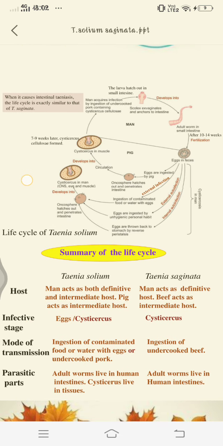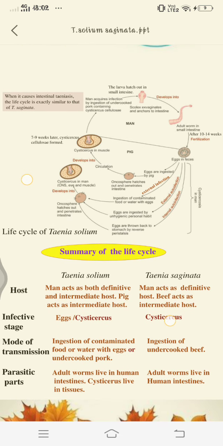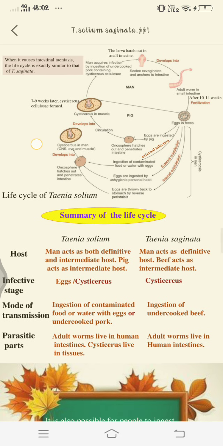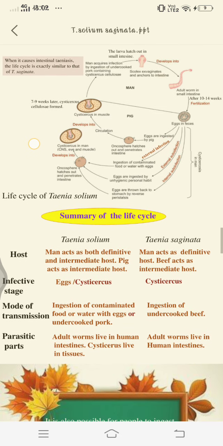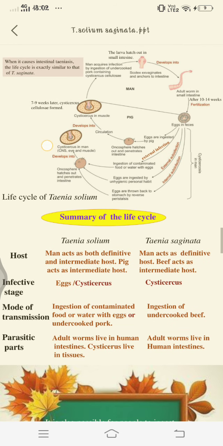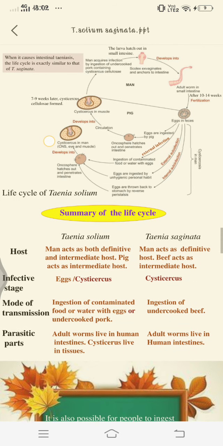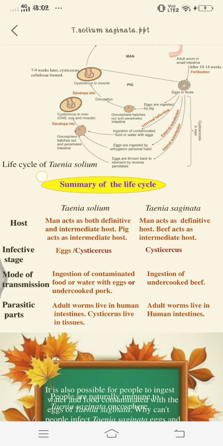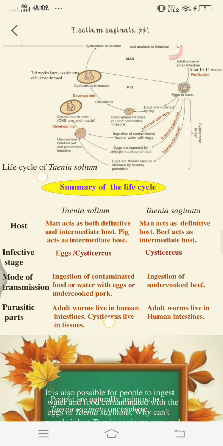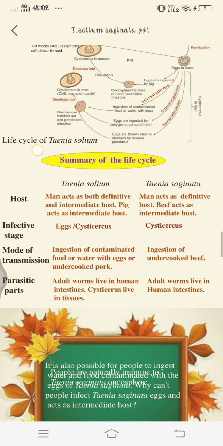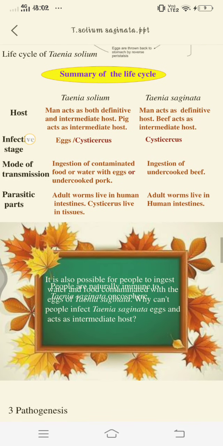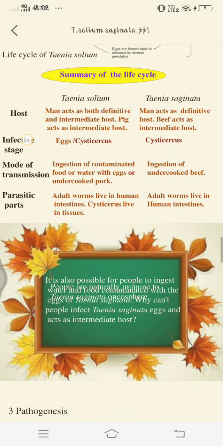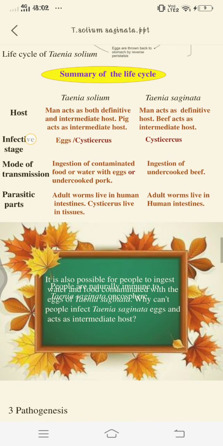The infective stages are eggs or cysticercus, and here also cysticercus. The mode of transmission is ingestion of food or water contaminated with eggs, or undercooked pork; in Saginata, ingestion of undercooked beef, only undercooked, but in Solium also because of contamination. As for parasitic parts, adult worms live in the human intestine and cysticercus live in the tissues. This is important: cysticercus in the tissues and adult worms in the human intestine. It is also possible for people to ingest water and food contaminated with eggs in Taenia saginata.